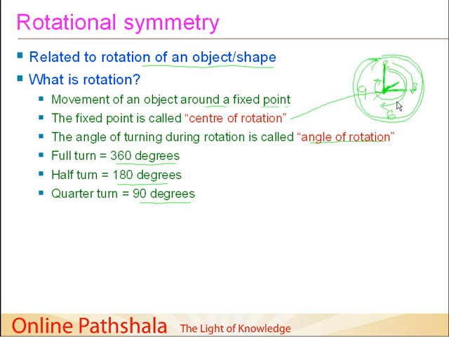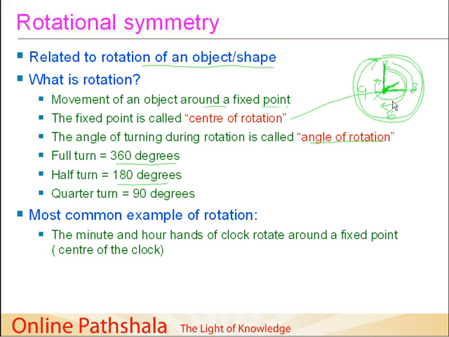Now this is about rotation. What do we mean by rotation? As we discussed right now, one of the most common examples of rotation is the minute, hour, and seconds hand of the clock. Okay, so that was about rotation.